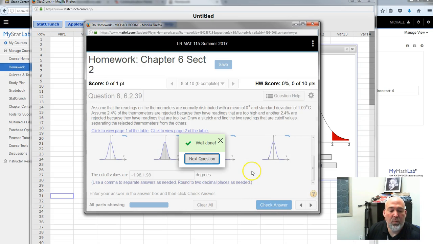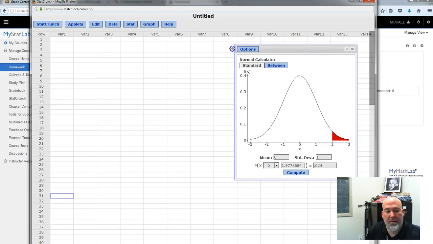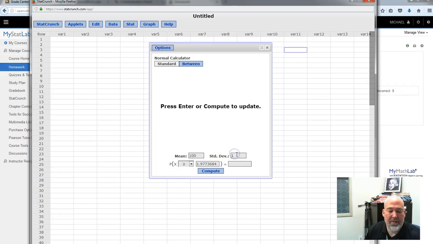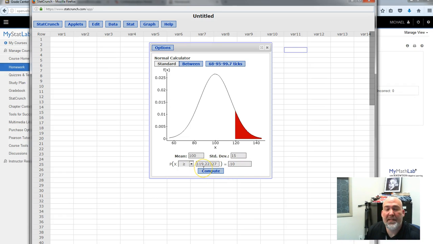So again, with this normal calculator, let's say that we're talking about IQs, and the mean IQ is 100, and it has a standard deviation of 15. If I want to know what IQ I would need to attain to be in the top 10%, I could just type in 10%. This is always your area underneath the curve, or your percentage, or your probability, is this stuff right there. And so when I hit compute, it says I need to be about a 119 to be in that upper 10%. 119 or higher will get me in that upper 10%.